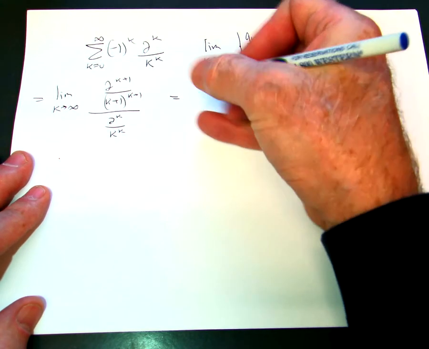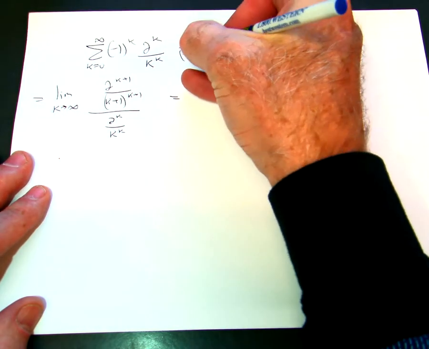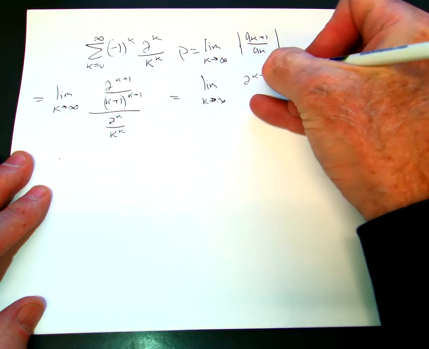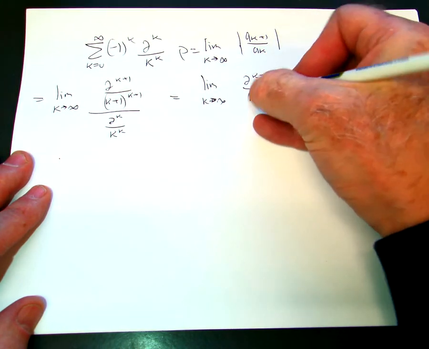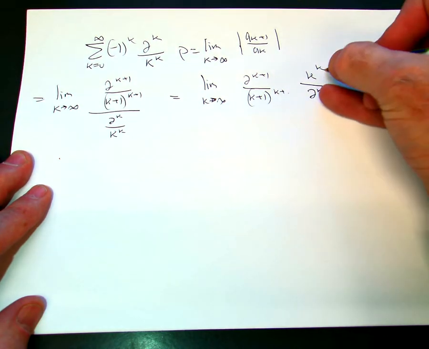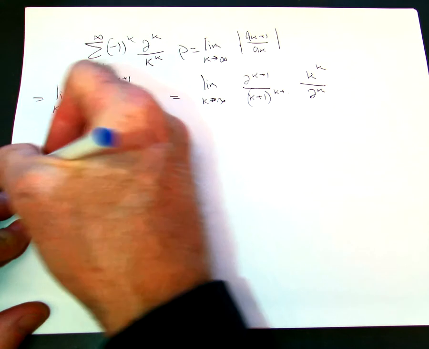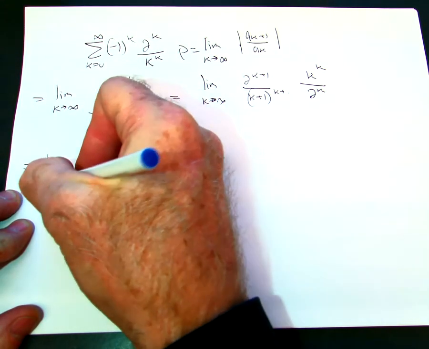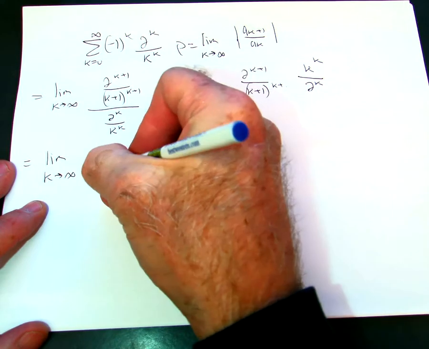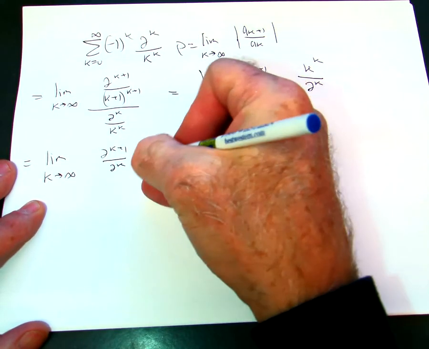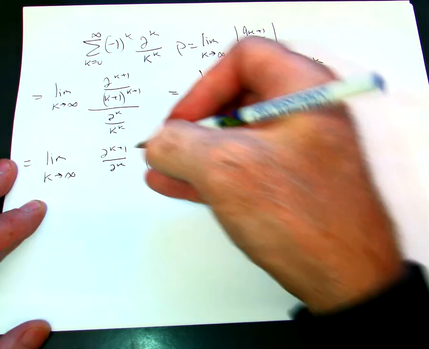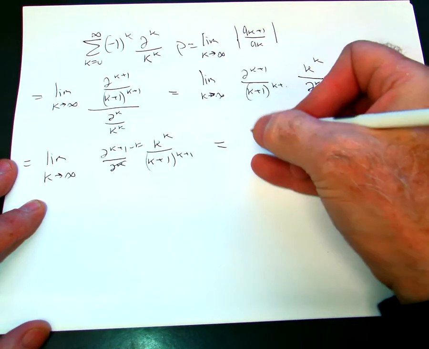And this is my rho. So I take this limit, I'm going to invert and multiply. And then I'm going to put like terms over like terms. So 2(k+1) over 2k, k to the k over (k+1) to the (k+1). Okay. This I just subtract k, so I'm going to get a 2.